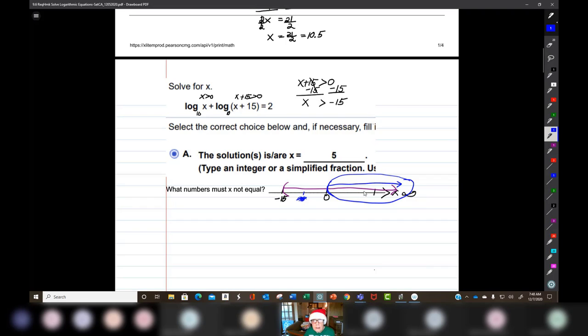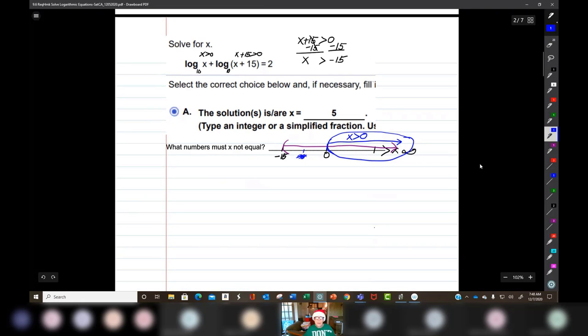This is the domain of our function, log base 10 of x plus log base 10 of x plus 15. And that's going to be the only answer we can accept. So x has to be greater than 0 here, because any number greater than 0 is definitely greater than negative 15. Now we know the answer we get has got to be greater than 0. Okay, so now let's solve the equation.